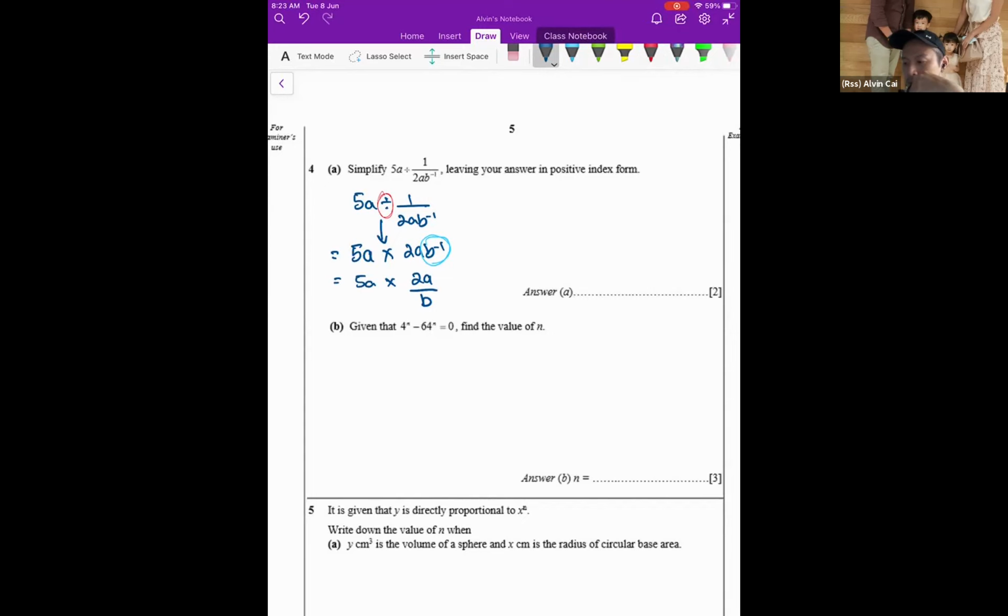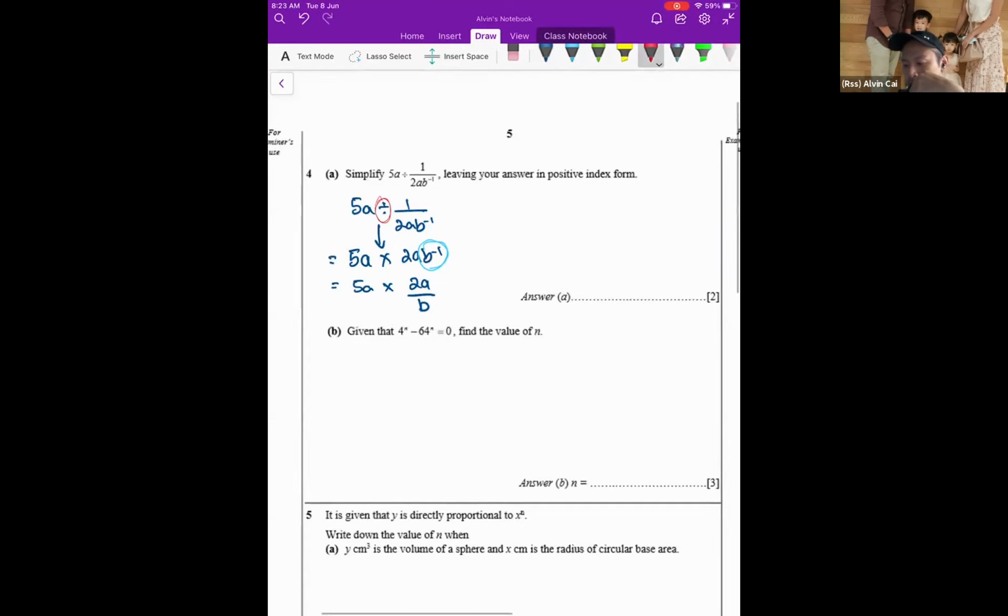Just remember the common mistake that I usually see: some of you will bring the whole thing down. This is wrong. This is the common mistake. Remember the power only belongs to the b. The power -1 only belongs to the b. So the term that you're going to bring down is only the b. So you just bring down the b, and therefore it will be 5a times 2a over b. In this case, the answer will be 10a squared over b.